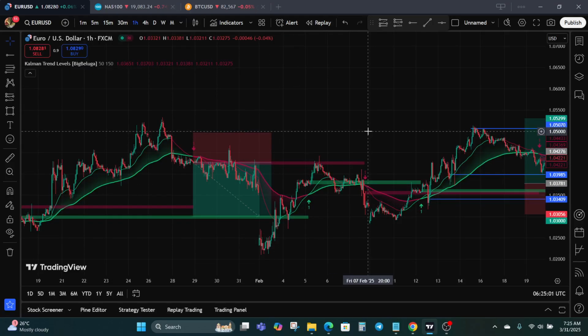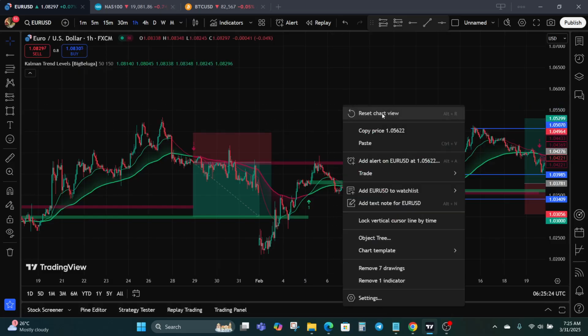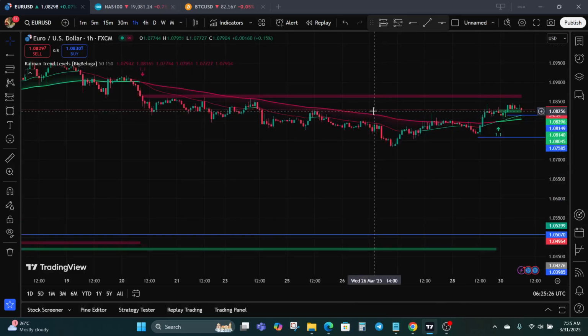So why should you use the Kalman Trend Levels Indicator in your trading strategy? The answer is simple. It helps you trade with more confidence by providing clear signals about the market's direction and critical price levels. So with this indicator, you are not just blindly guessing where the market might go. You have precise data showing where the trend is strong and where the market is likely to face resistance or find support. Now, this can give you a huge advantage, especially in volatile or unpredictable market conditions.